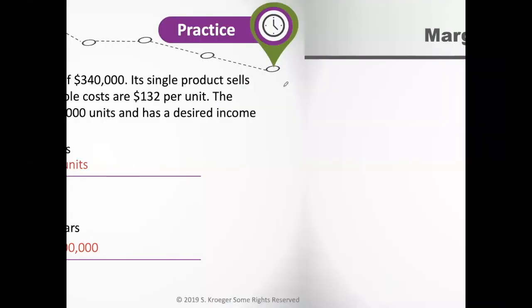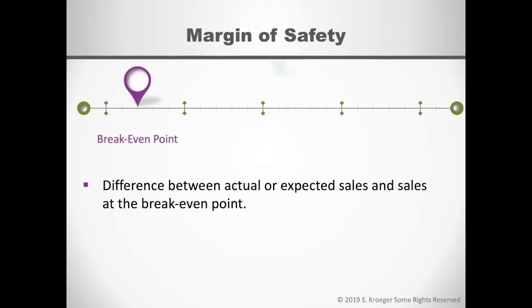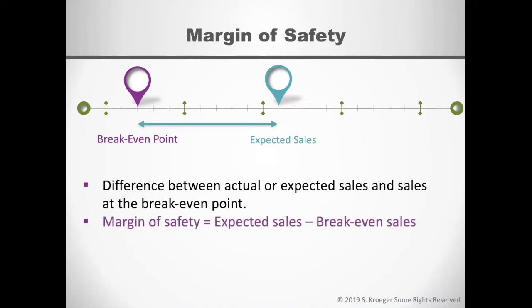Our next analysis topic is the margin of safety. The margin of safety is the difference between your expected sales and your break-even point in sales. Think of this as your safety net. You want to be as far away from the break-even point as possible because that means you're making more of a profit. Calculating margin of safety is very easy. It is your sales minus your break-even point in the sales dollars.